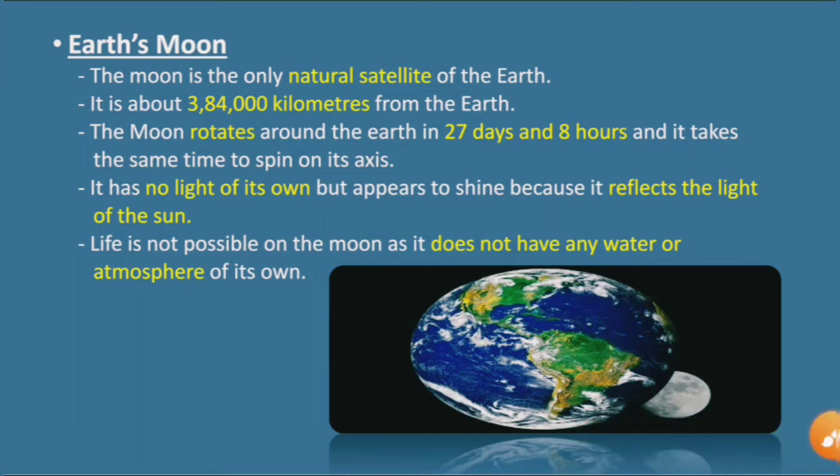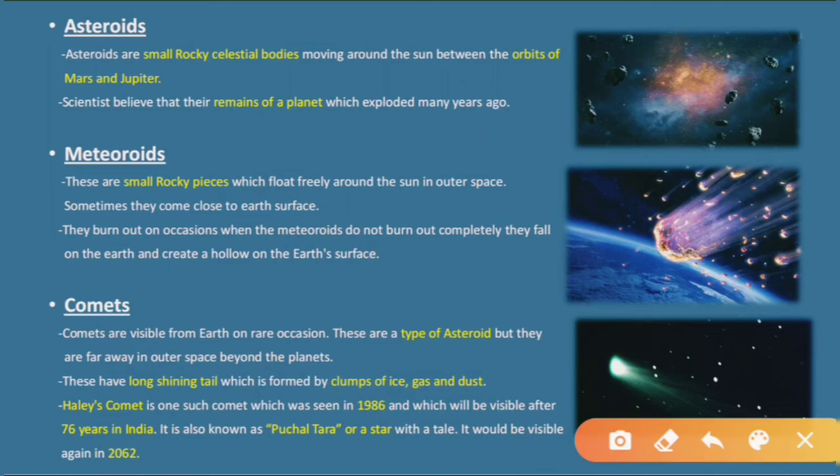Now we will move to our next topic, that is asteroids. As we have already studied about the asteroids in the planets, let us understand what asteroids are. Asteroids are small rocky celestial bodies, as we have already studied. Asteroids are made up of what? They are small rocky pieces like stone.